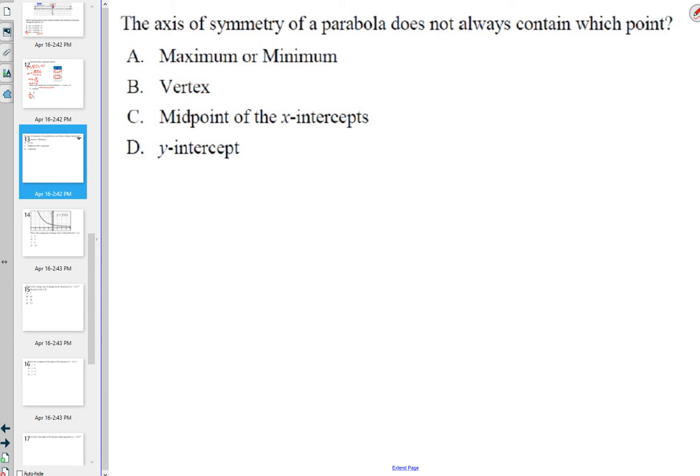The axis of symmetry of a parabola does not always contain which point? So remember, parabolas are symmetrical. It always has to pass through the vertex. So a maximum or minimum? No, because a maximum or minimum means the vertex. It has to pass through that. It has to pass through the vertex. So at the very least, you should narrow it down to these two.